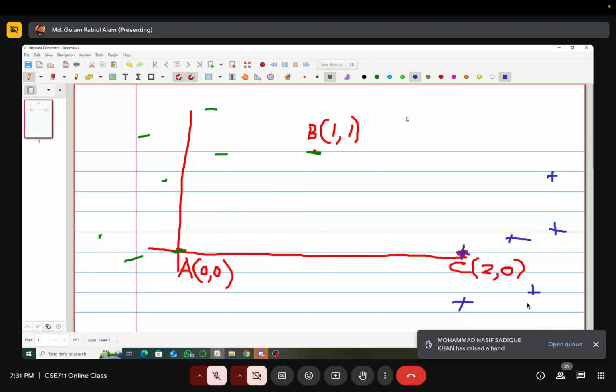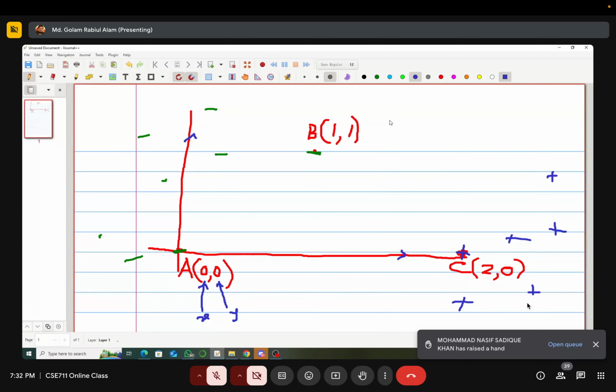Then how can we find out the hyperplane? If we consider this is a two-dimensional data, each and every data point has two features, x and y. So this is our x-axis and this is the y-axis. Each data point like A has two values, 0 and 0. So we have two features, one is the x value and another is y. That's why it's two-dimensional.